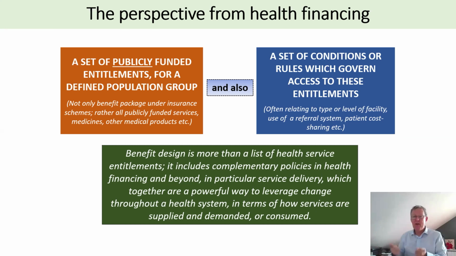And they might relate to only being able to access benefits in a particular type of facility, or having to follow a referral system, maybe having to make some patient user charges, maybe only obtaining generic medicines through the publicly funded system, and if you want branded ones, you might have to pay extra, those sorts of conditions of access. So going to that bottom box, quick summary: benefit design is more than just a list of health service entitlements. It includes complementary policies in health financing beyond. It includes not just explicit benefit packages, for example, in health insurance schemes, but the totality of publicly funded services.